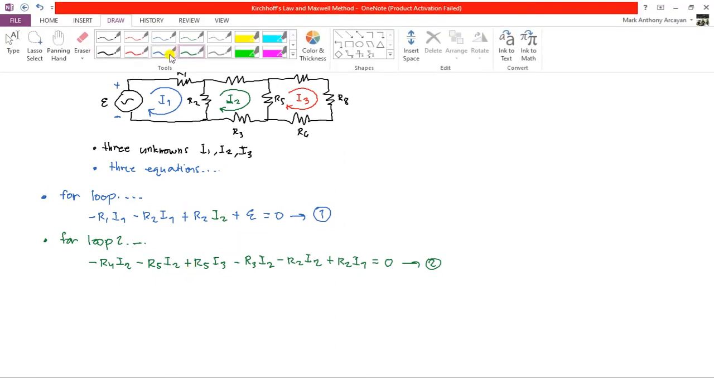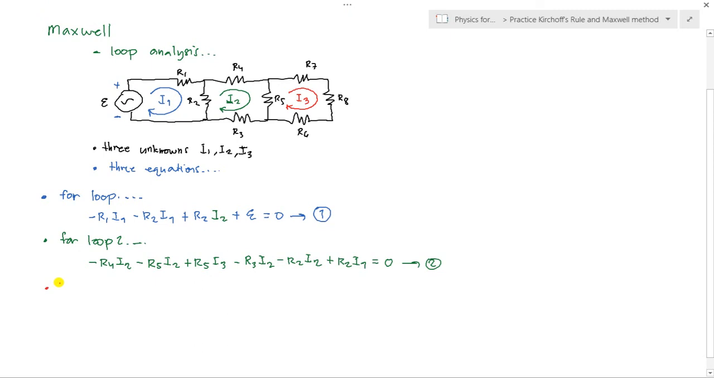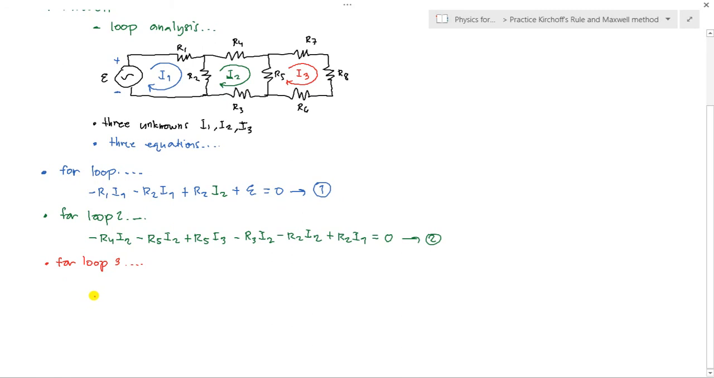And for the last equation, we have loop number 3. So, here, we have 4 resistors involved. Let's start with R7. Ang nag-interact ni R7 is only I3. And again, normally, voltage drop na siya. So, we have negative R7 I3.